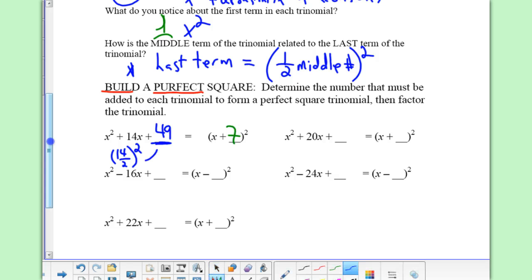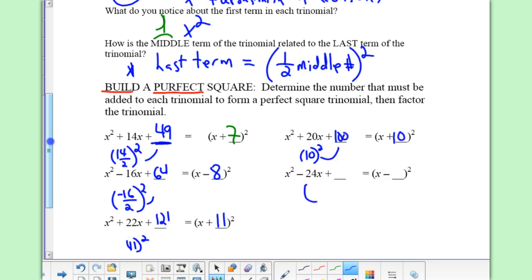It's a perfect square. What would this number be? Minus 16 divided by 2, squared, is obviously 64. That would mean it's x minus 8 squared. This would be 11 squared, which is 121, x plus 11 squared. And you start to get the idea. 20 divided by 2 is 10, squared. This number has to be 100. If it is, it's a perfect square and it's x plus 10 squared.